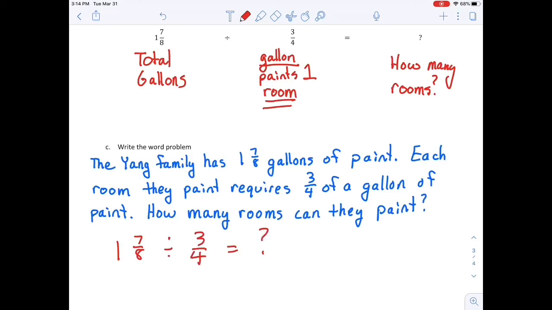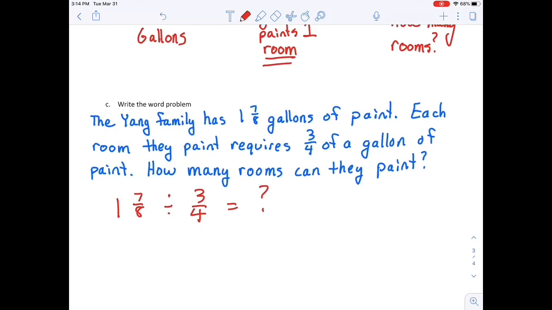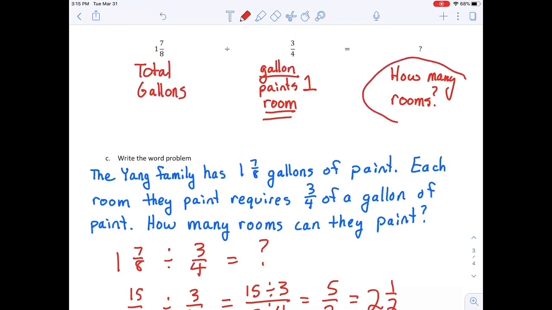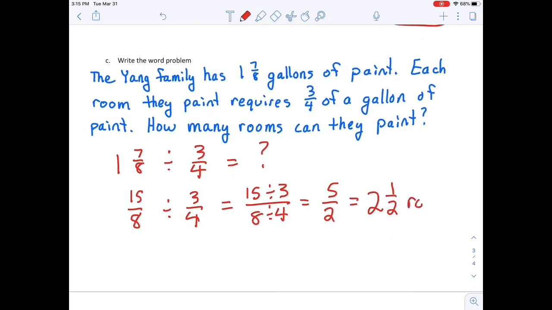Let's just solve it really quickly. I'm going to write this as an improper fraction. So I'll have 15/8 divided by 3/4. I notice that I don't need a common denominator because our numerators and denominators are multiples of each other. So I'm going to make this 15 divided by 3, 8 divided by 4, 5/2, or 2.5. What does my answer represent? My answer represents how many rooms, so they can paint 2.5 rooms.